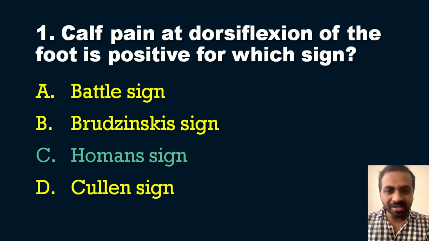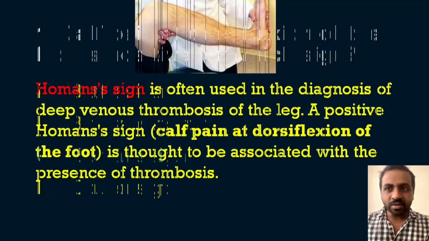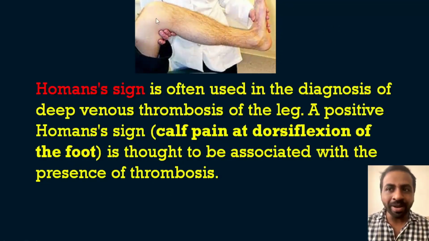So now we will see each sign in detail. This is the way we have to elicit the Homan sign. Homan sign is used for the diagnosis of deep vein thrombosis of the leg. A positive Homan sign means that when the examiner is dorsiflexing the foot of the patient, the patient will experience pain over the calf muscle. That is known as the Homan sign. If the pain is present, then the test is positive for the Homan sign and it is thought to be associated with the presence of thrombosis. So that is the Homan sign.